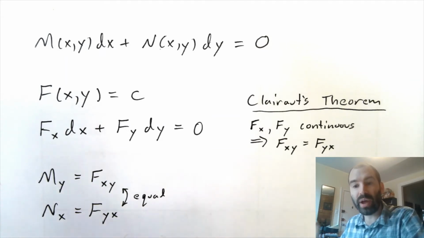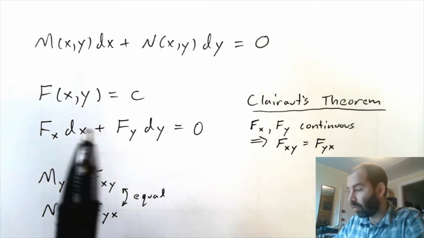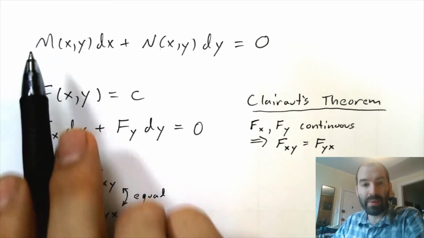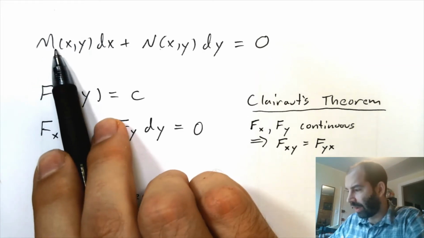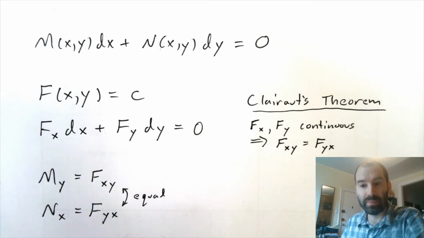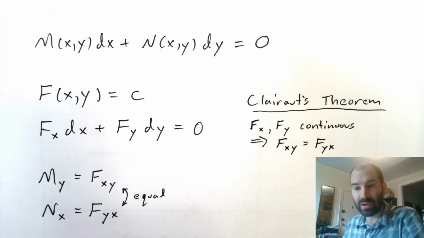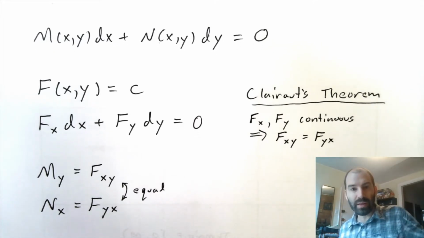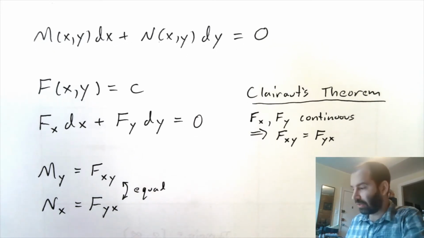And so that's a quick check of exactness. What we'll do is we'll check M_y and N_x and make sure that they're equal. If they're not equal, then it's hopeless. But if they are equal, then there is hope that we can find a solution. All right, so let me show you an example here.